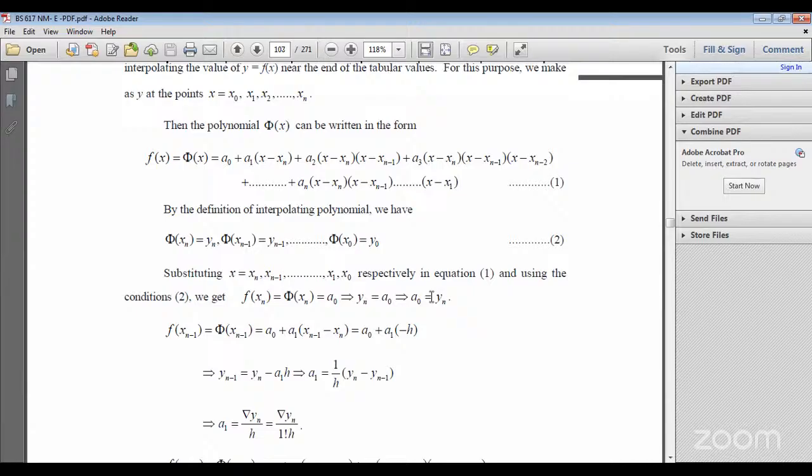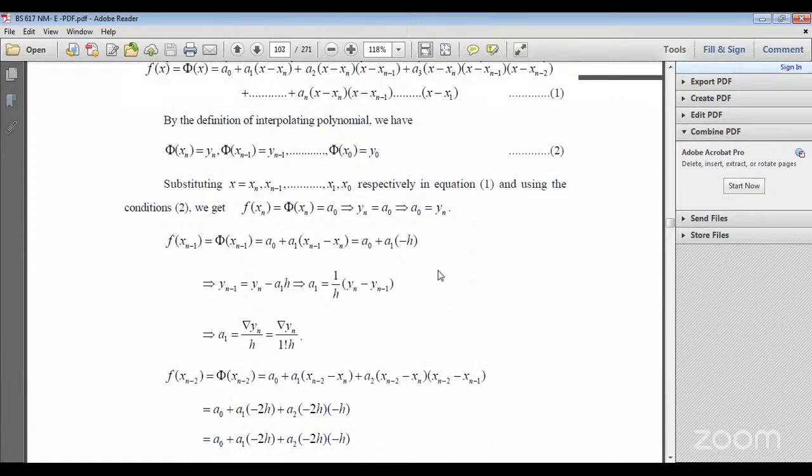So we are taking this by the definition of the interpolating polynomial. Phi of xn is yn, phi of xn minus 1 is yn minus 1, and so on. So substituting xn, xn minus 1, and so on down to x1, x0 respectively in the equation using the conditions, we get phi of xn equal to a0, so yn equal to a0, a0 is yn.